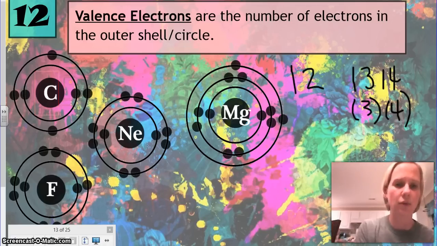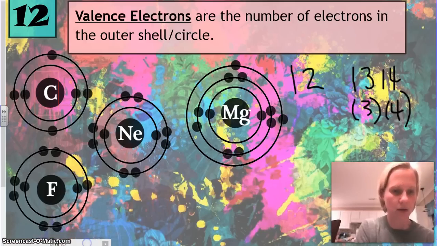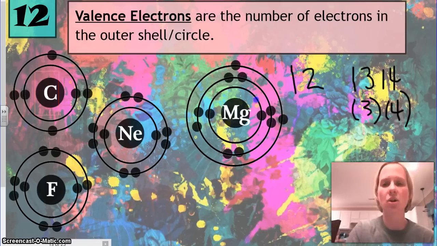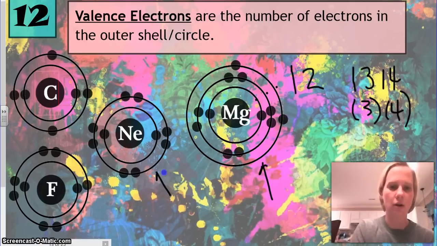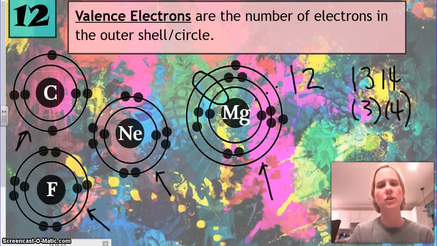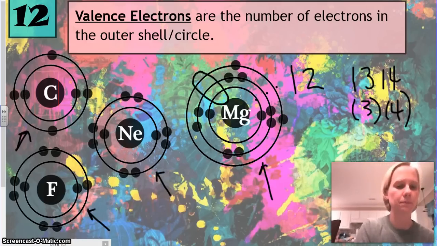And as you can see, I went through and did them. So we have carbon, we have fluorine, which I'll bring down a little bit, neon, and magnesium. Okay, so remember the period number tells us how many circles we need to draw. And the group number tells us the number of electrons in the outer circle, the outside circle. Okay, so that is the group number. And the period number told me how many of these I needed to draw. 1, 2, 3. Okay.